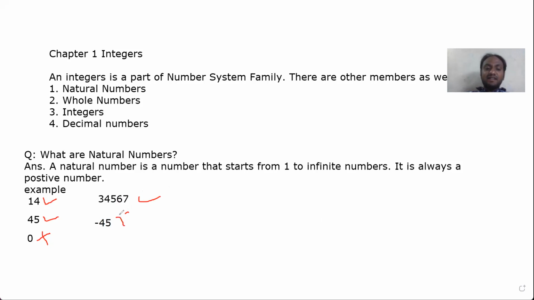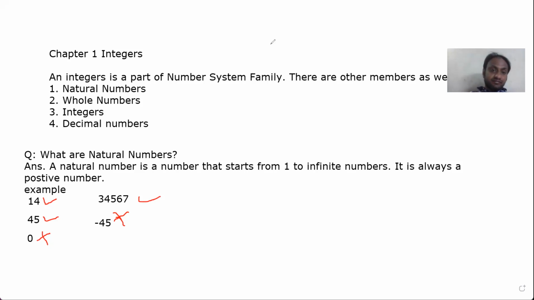The reason is that only a positive number is considered a natural number, but this time it is minus 45. The minus sign is given with the 45, so this number becomes negative 45. That means this number is not a natural number. I hope you get the point. Only positive numbers which start from 1 are considered natural numbers.